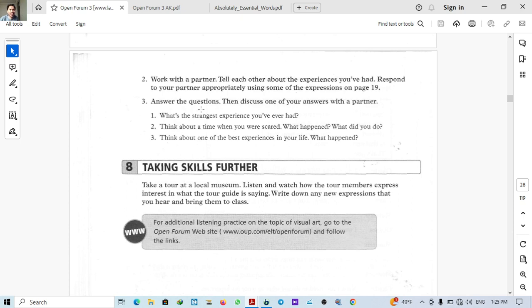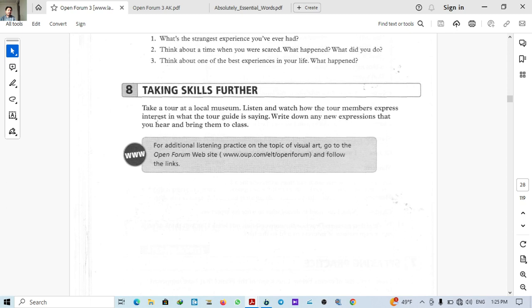3, answer the questions, then discuss one of your answers with a partner, right? You have been given 3 questions, so you have to choose one, and then you have to talk about it. For example, what is the strangest experience you have ever had? The strangest or the most interesting experience that you had in your lifetime. So maybe it was something very scary. You were really afraid of that, or it was quite unexpected, or whatever. You are just talking about them.